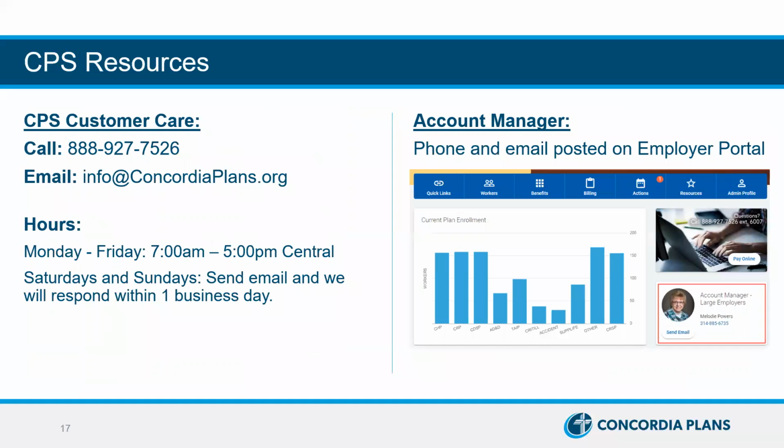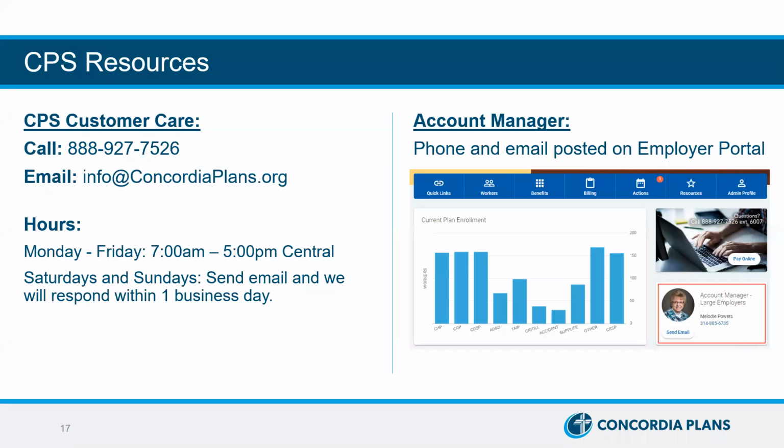All right, and this webinar is not your only opportunity to get your questions answered. Customer care is available Monday through Friday, 7 a.m. to 5 p.m. Central. You can reach one of our customer care representatives by dialing 888-927-7444, or email info@concordiaplans.org.